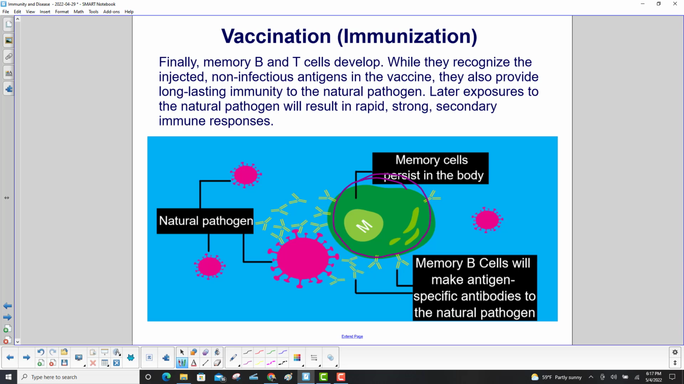Here's the memory cells persisting in the body, and here's the antigen-specific antibodies made by the memory B cells to that pathogen. And over here, these are our pathogens.